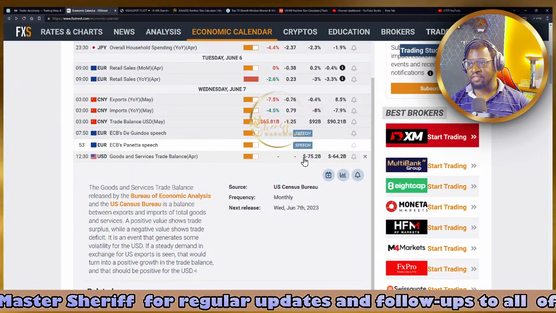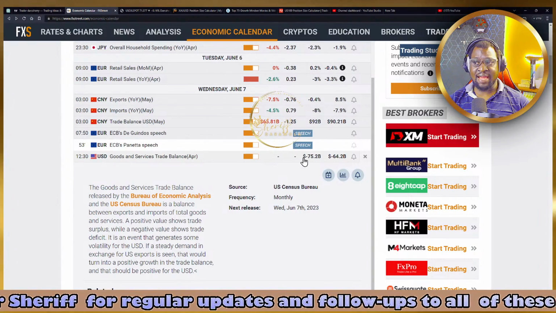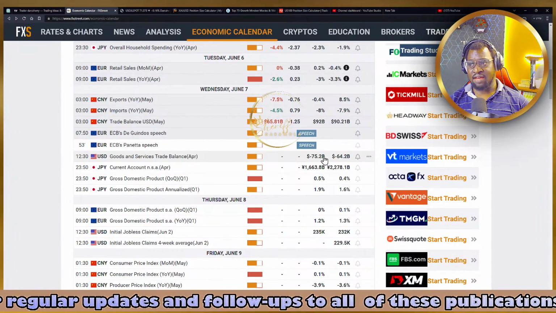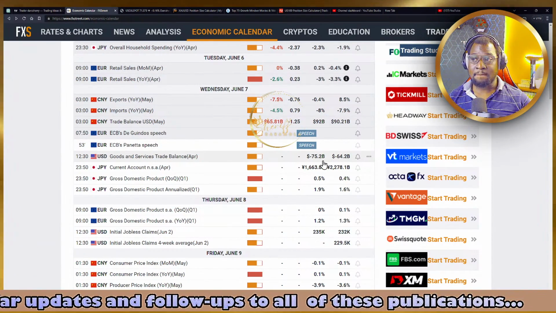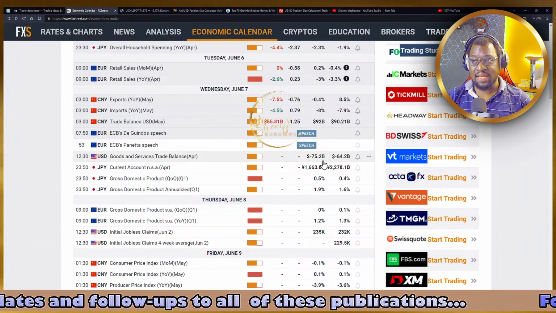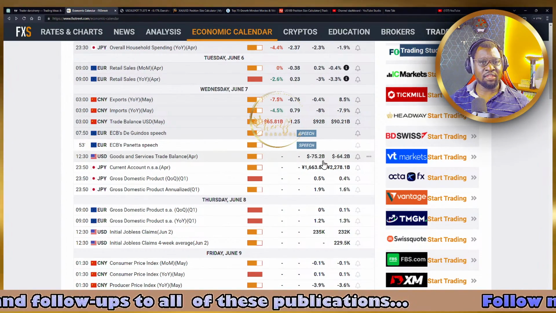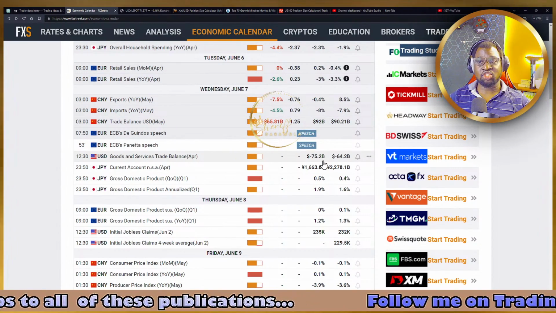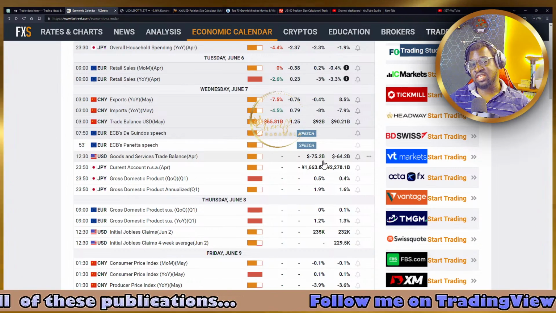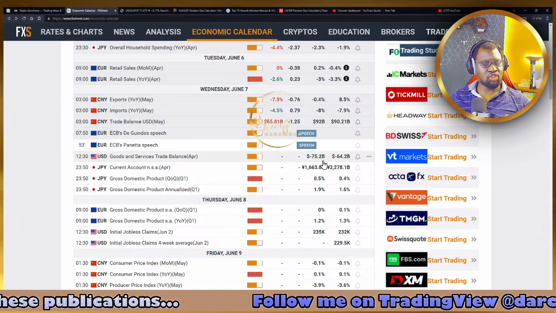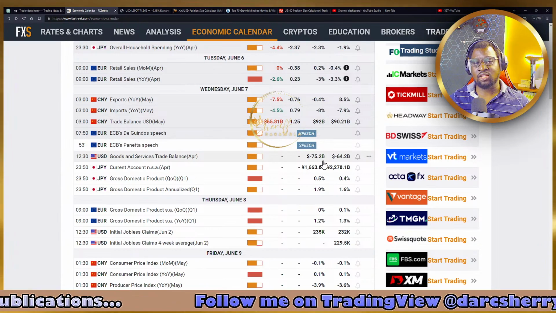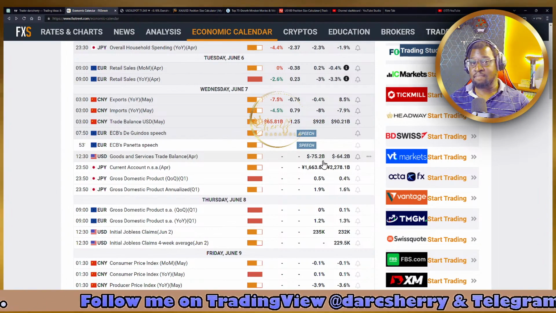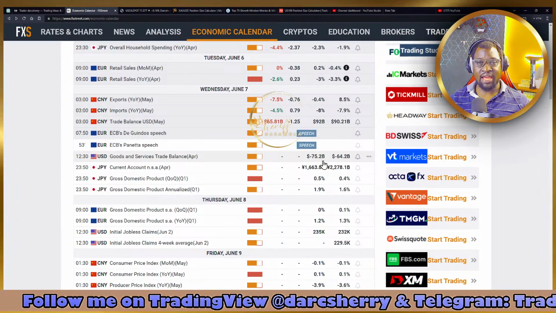And if we look at the previous data here, we have a minus $64.2 billion, and we have a consensus projection of minus $75.2 billion. So economists and the majority in the market are suspecting that there will be a reduction in the trade balance figures, which is not a good sign for the dollar. So we are going to be looking forward to see what the actual data is going to be like. Is it going to be as expected, below expectation, or even beyond expectation?